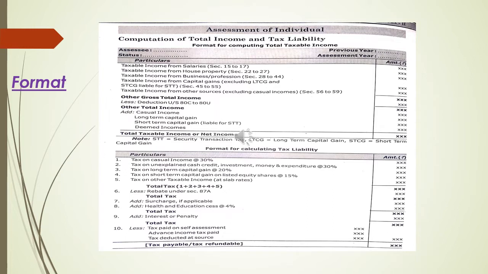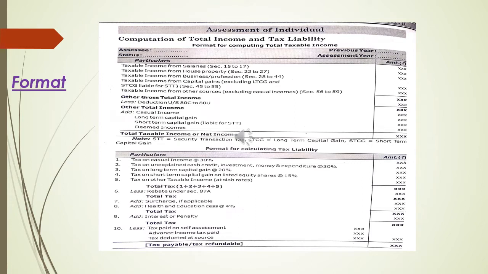But while taking capital gains, we have to exclude long-term capital gains and short-term capital gains where STT is attracted. Except these two, STCG with STT and LTCG, any other capital gains we have to add. And then finally, taxable income from other sources. Even here, we have to exclude casual income. Casual income is nothing but winnings from lotteries, card games, TV show games, horse races, betting, gambling. All this comes under casual income.